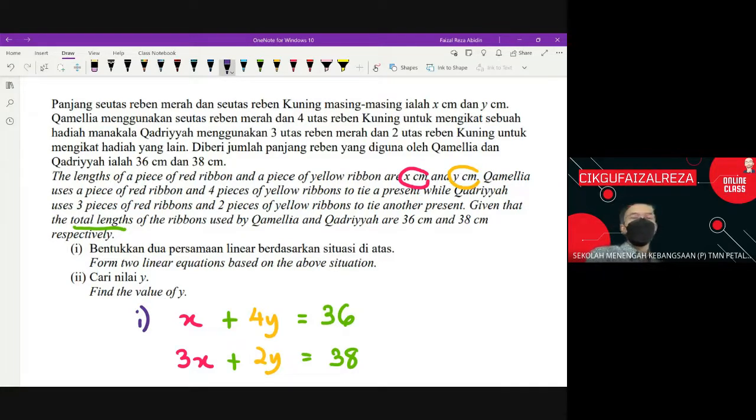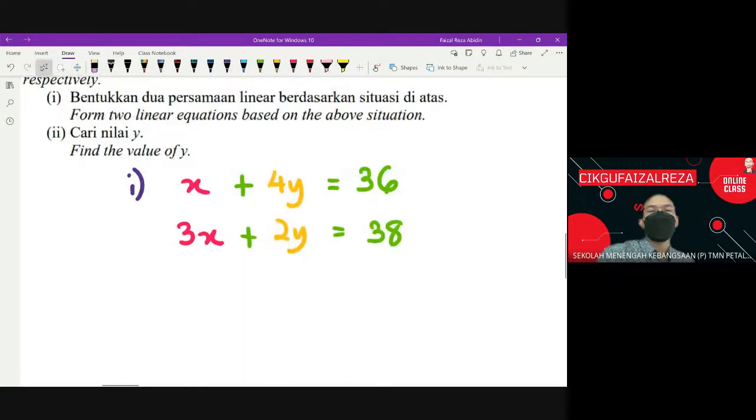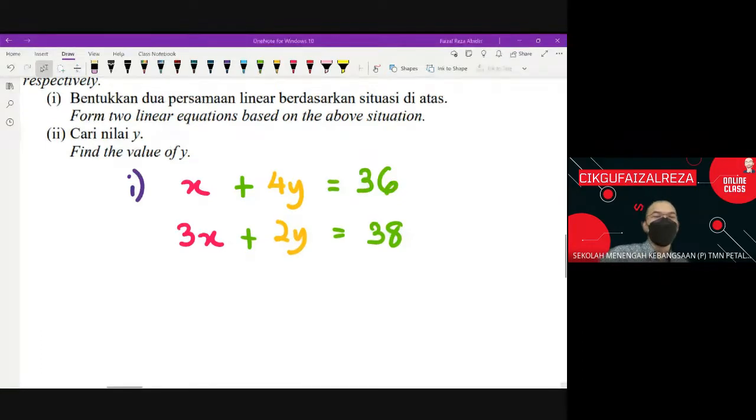So for our linear equation, to solve this one, you have 3 methods: substitution, elimination, and also graph method. So of course, if you look over here, for the first equation, we have x plus 4y equals 36, and the second equation, 3x plus 2y equals 38. Which method do you want to use? Now we have three methods. Like I say, which method do you want to use? Substitution. You are going to use substitution. No problem. Your friend wants to do substitution.